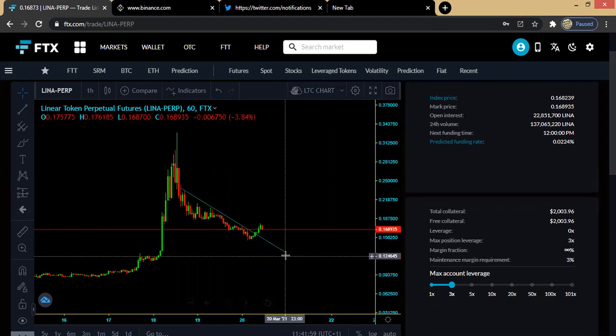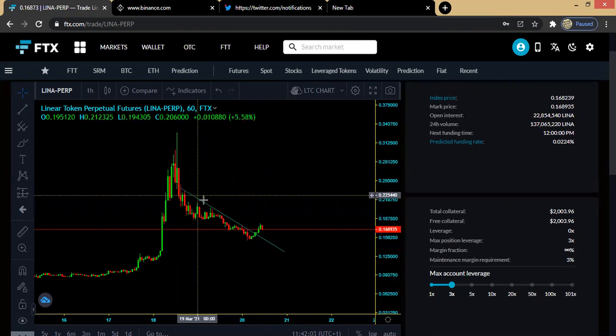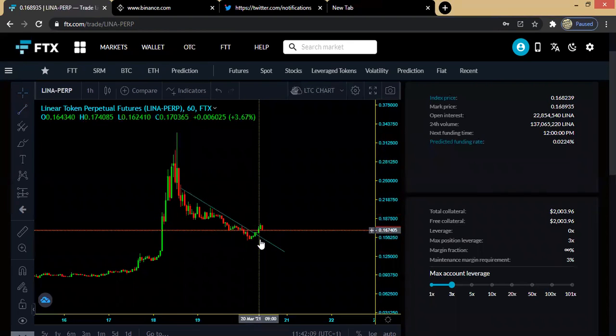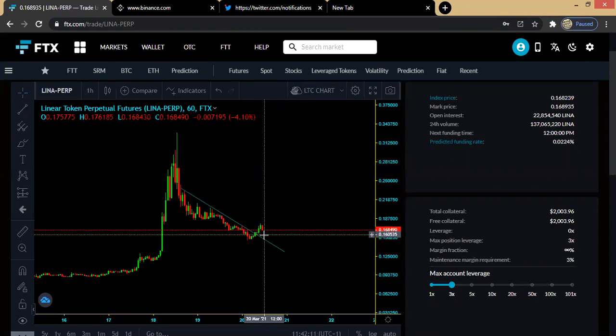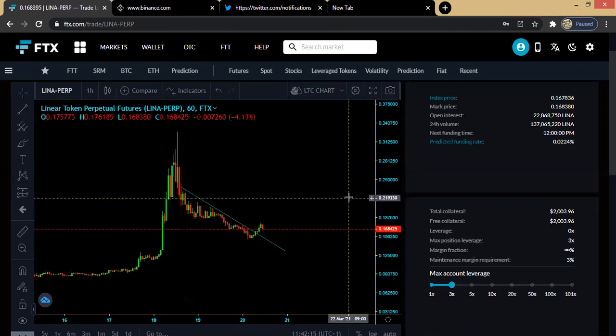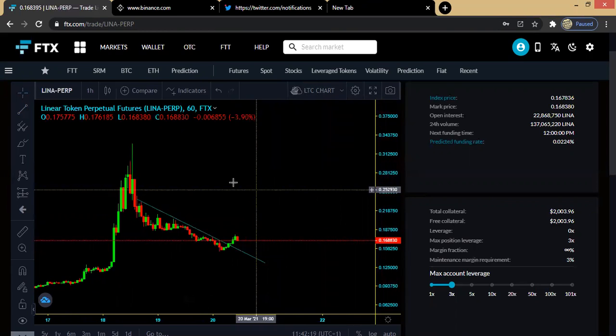It broke above this descending trend line. It broke above it, and then what happened next is that it started going up. But here now we are seeing another retest. Like the market is actually coming back. So where do we think we can enter this trade if we eventually decide to take the trade?